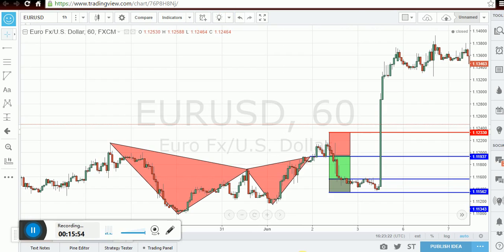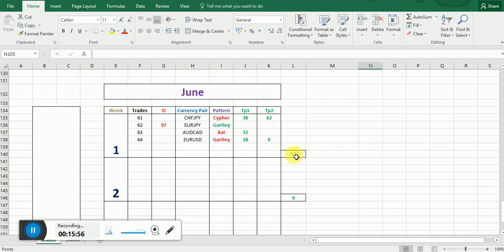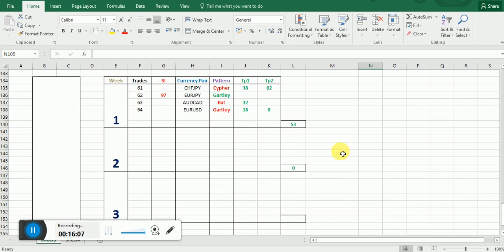Nevertheless, we still ended the week on 53 pips. Obviously, if we close the second position on the Aussie CAD, that will give us just over 100 pips for the week, which would have been a nice week. So this week we didn't take any trade.